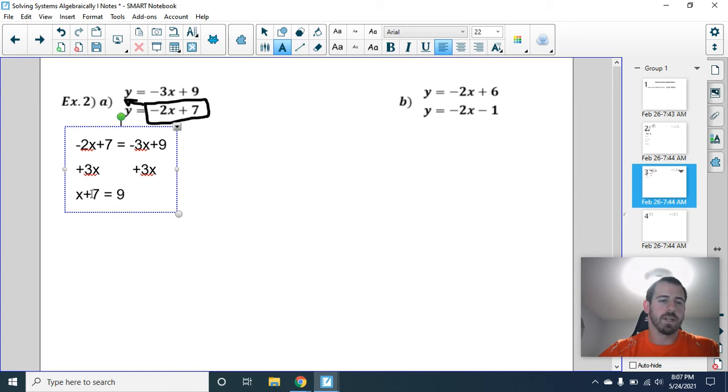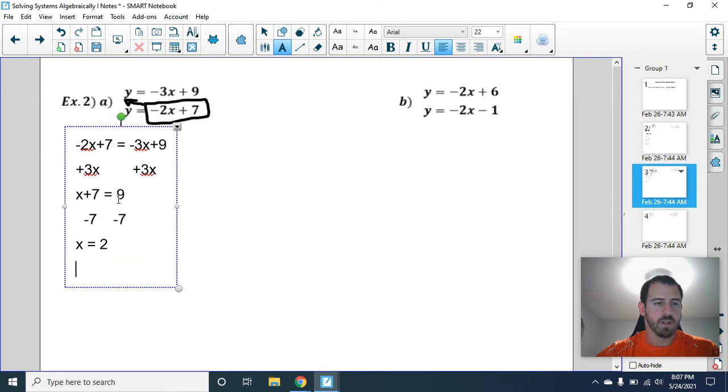And then we solve it from here. Normally it'd be a two-step equation, but since we have an x here, it just cuts it down to one. So then I will subtract the 7 from both sides, and I will get x equals 2.